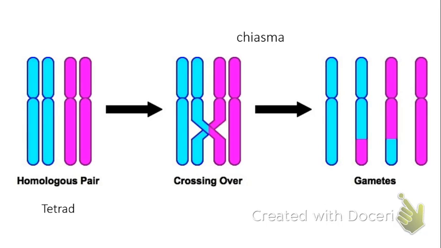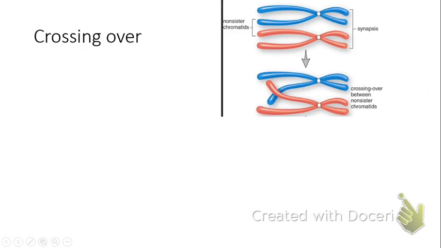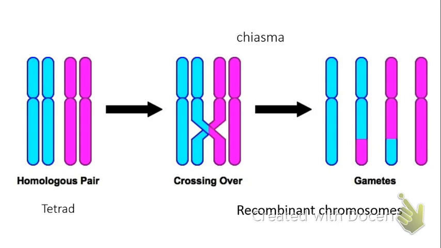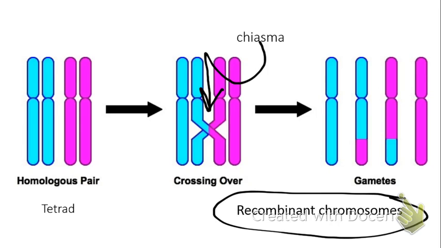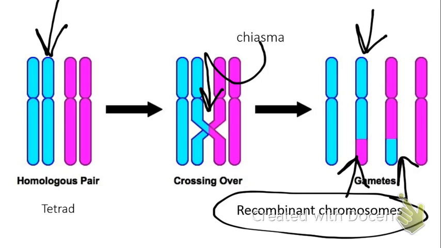Now, let's review some terms again. We just talked about how the 4 homologous chromatids together are called a tetrad. This new place where they exchange genetic information is called a chiasma. And recombinant chromosomes are the name of the chromosomes that are recombined to make a new chromosome. So see how this guy here is no longer the same as this guy where he started. He actually has this pink area right here.